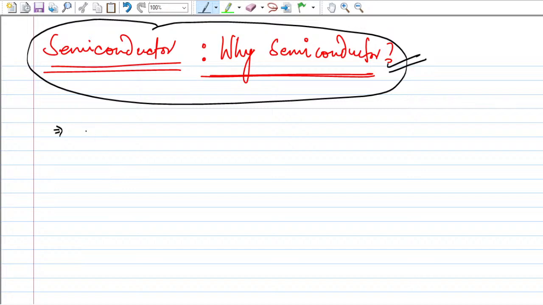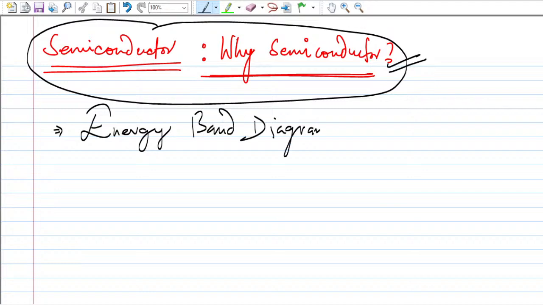We will take the help of energy band diagrams. If you don't know how to draw these diagrams, you cannot understand any device physics. Somebody claims that they are able to talk about electronic devices, but they don't know how to draw and how to make quantitative and qualitative conclusions out of an energy band diagram. They do not understand the electronic devices.